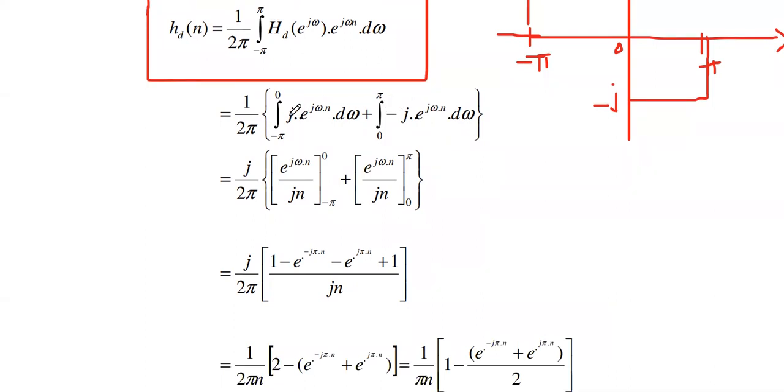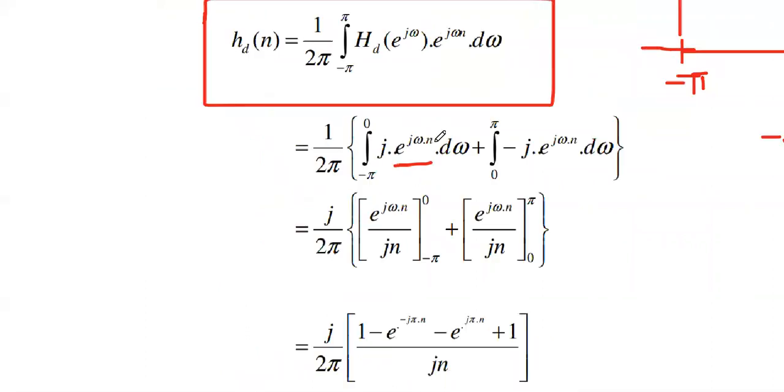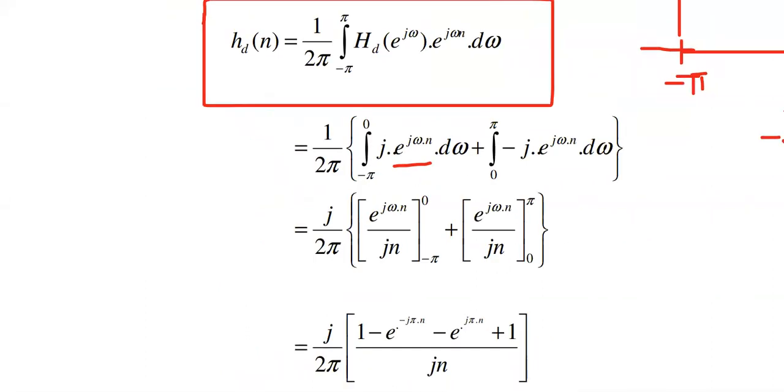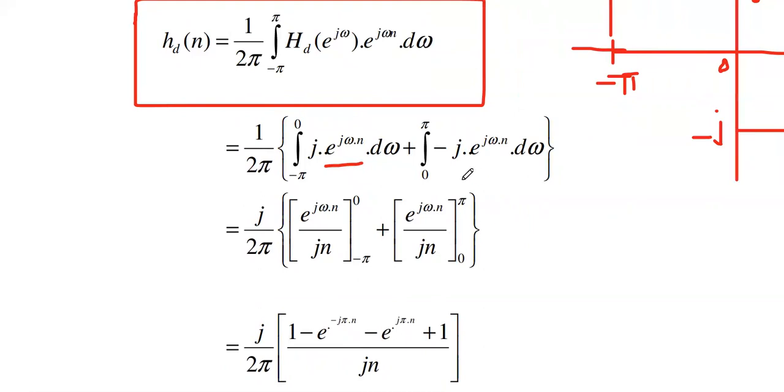In those two integrations, j is common, so we take j outside: j divided by 2 pi. Then we integrate the remaining part, e power j omega n. Integrating e power j omega n with respect to omega gives e power j omega n by jn, with the limit minus pi to 0. Similarly, the second one is e power j omega n divided by j into n with the limit 0 to pi. Here we take minus outside, and we get it like this.